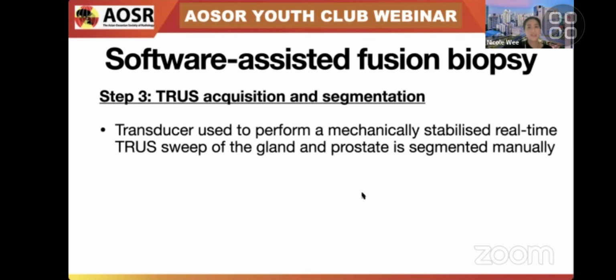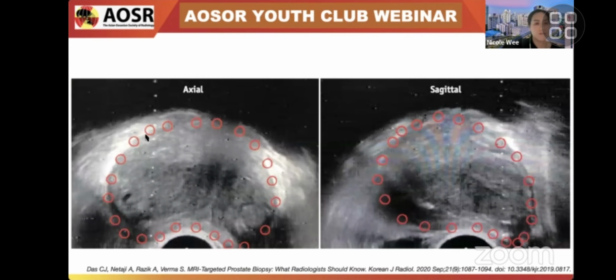In the third step, TRUS acquisition and segmentation is performed. The transducer is used to perform a craniocaudal sweep of the gland, and the prostate gland is then segmented manually. So what do I mean by that? You can now see the prostate gland being outlined in red, segmented manually on the axial, as well as the sagittal TRUS images.